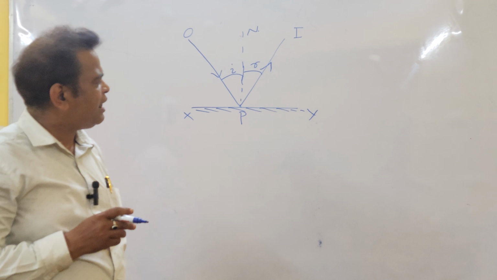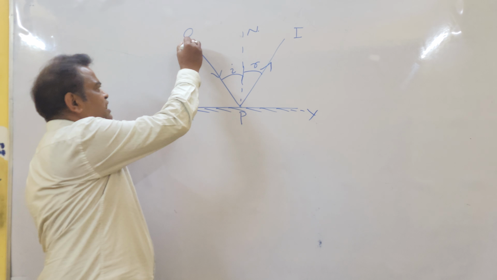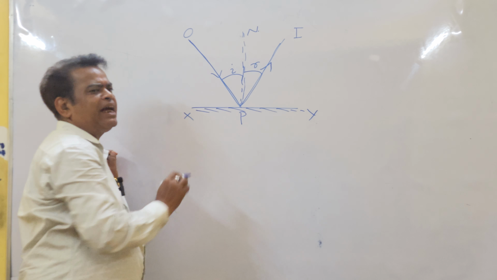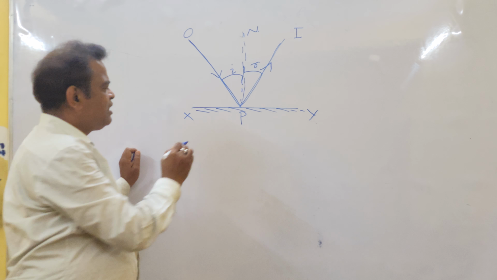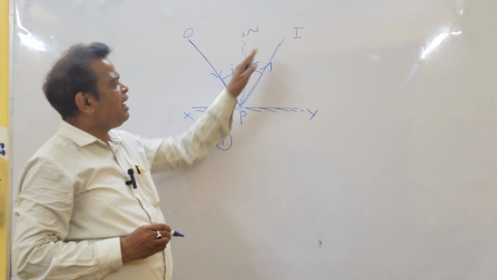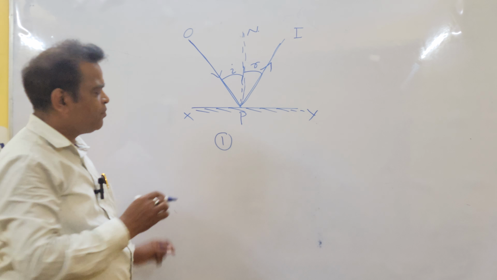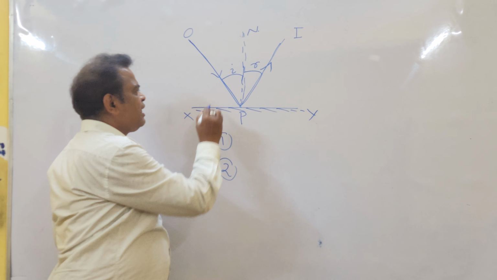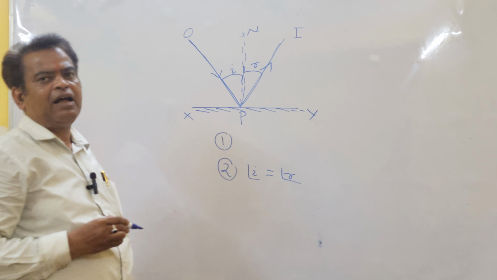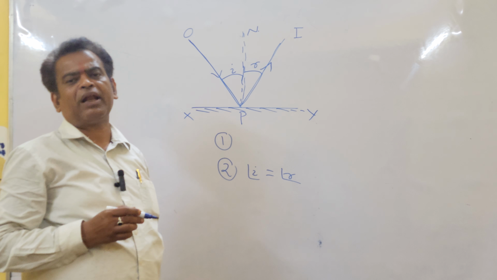In the reflection of light, there are two laws. The first law: the incident ray, the reflected ray, and the normal all lie in one plane at the point of incidence. The second law of reflection of light: the angle of incidence I is equal to the angle of reflection R. Angle I equals angle R. These are the two laws of reflection of light.